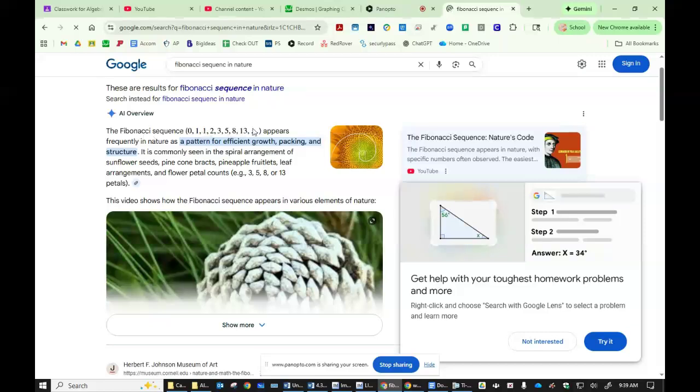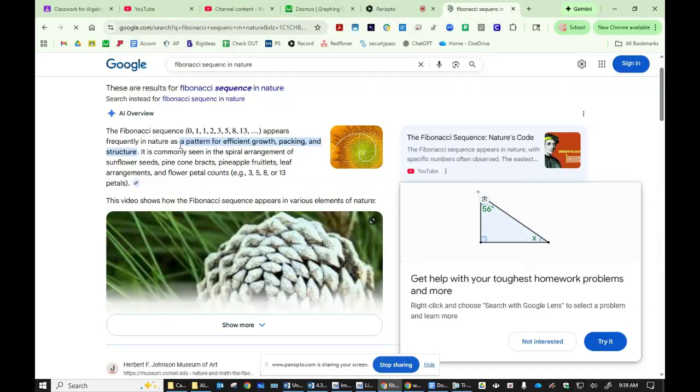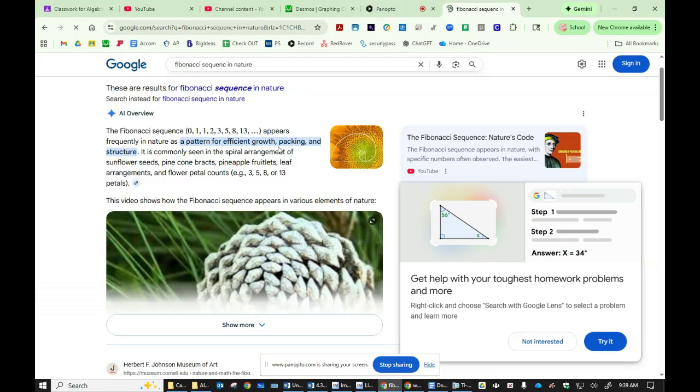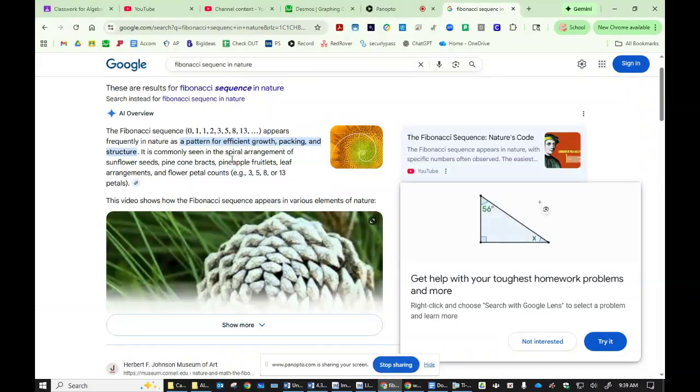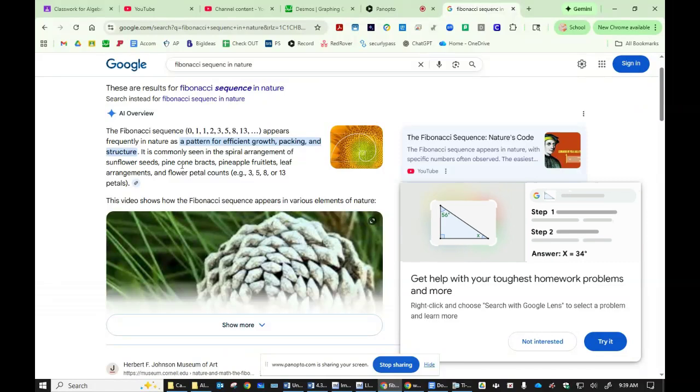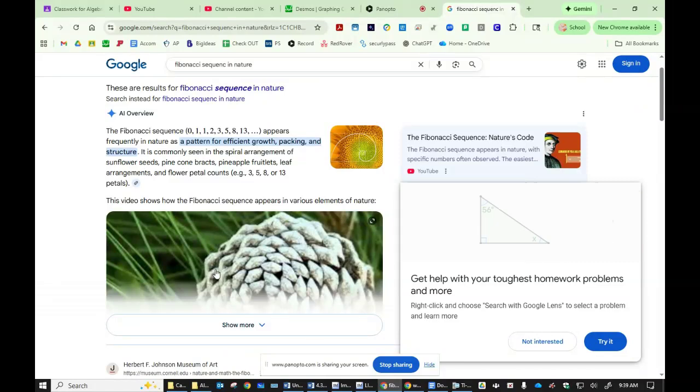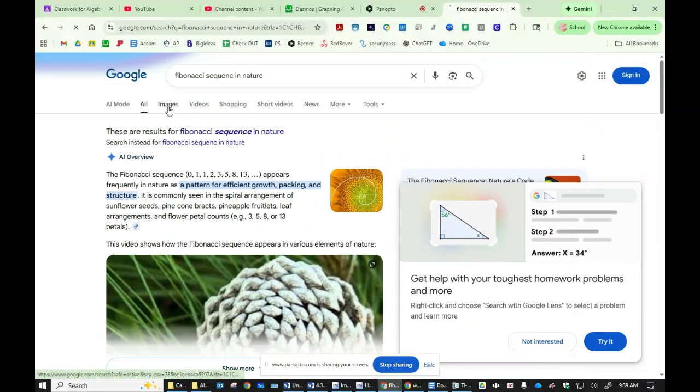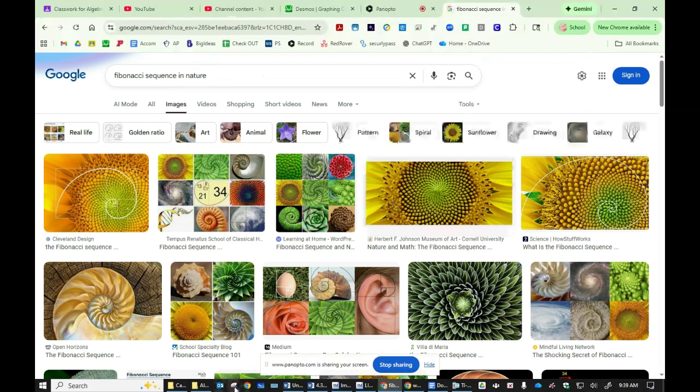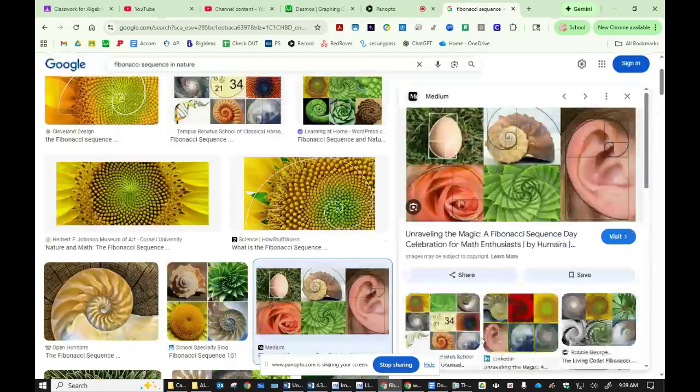Here you go. Fibonacci sequence appears frequently in nature as a pattern for efficient growth, packing, and structure. It is commonly seen in the spiral arrangements of sunflower seeds, pine cone bracts, pineapple fruitlets, and so on. So apparently, it's about ratios and things like that. Obviously, I haven't studied this because I'm making stuff up as I go. But look at it. There you go.